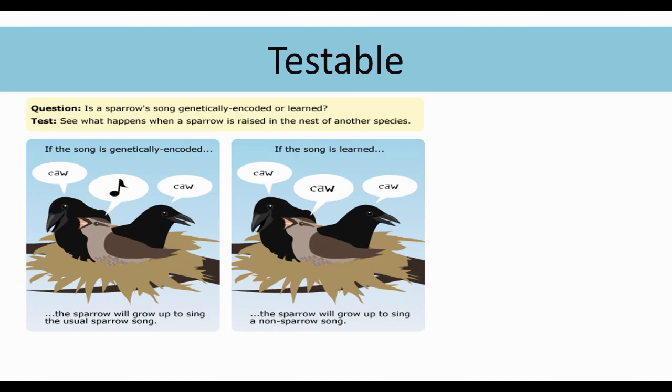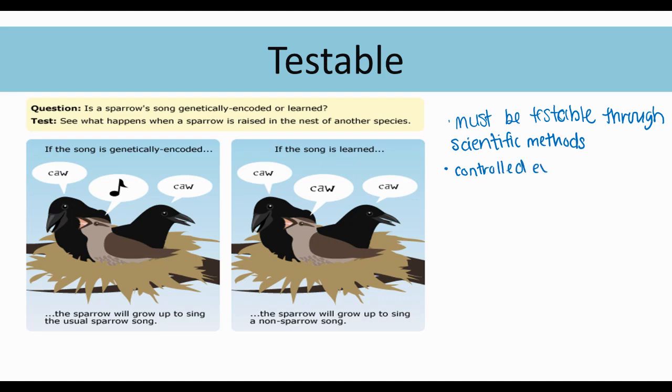A phenomenon also has to be testable through using the scientific methods. So it must be testable through scientific methods. And it's essential that we use controlled experiments. So in this illustration, you can see a test happen, an experiment happen. The question is whether or not a sparrow's song is genetically encoded. So is it in its genes? Does it just know to sing it from its DNA? Or does it learn it from its parents?